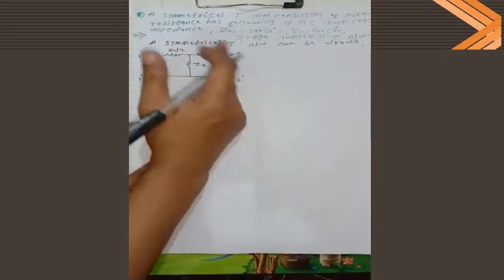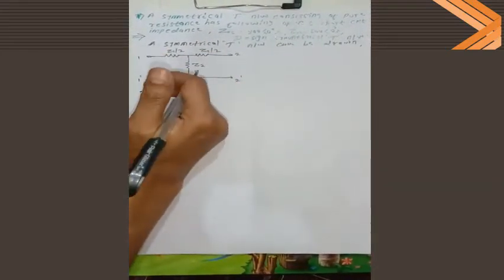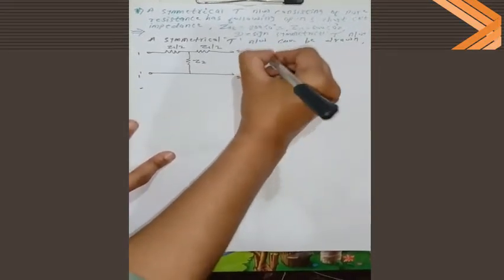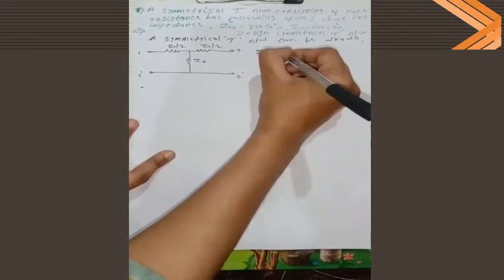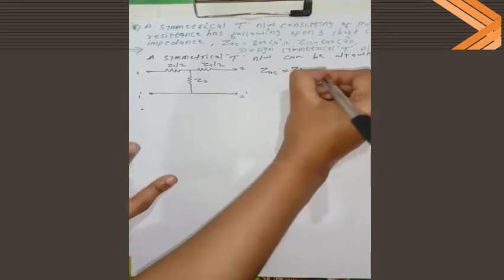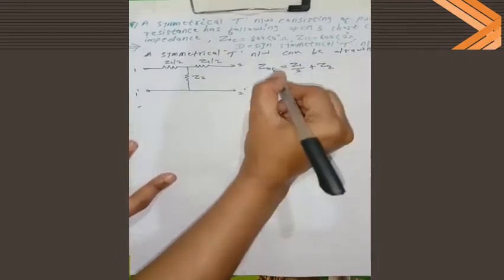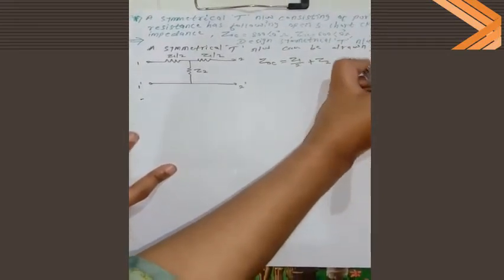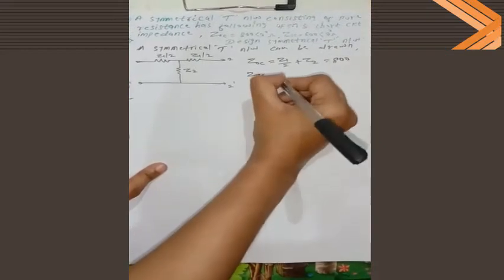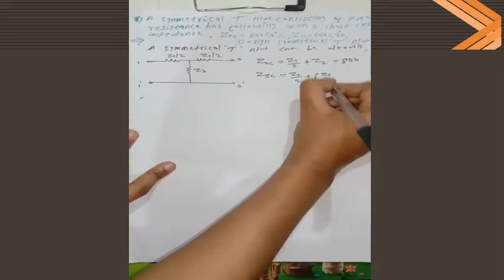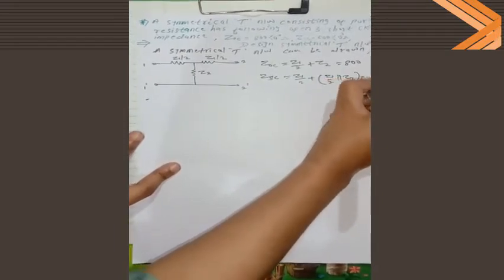So what is given here? By looking at this figure we can identify this is a T network of a two port. Here the input port is 1 1 dash and the output port is 2 2 dash. So what is given here? ZOC and ZSC. What is ZOC? ZOC is the open circuit impedance, so Z1 by 2 plus Z2. This is the formula to find ZOC, and in the numerical ZOC is directly given as 800, whereas ZSC, the short circuit impedance, is Z1 by 2 plus Z1 by 2 in parallel with Z2.